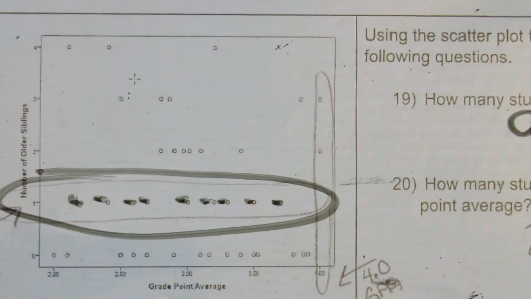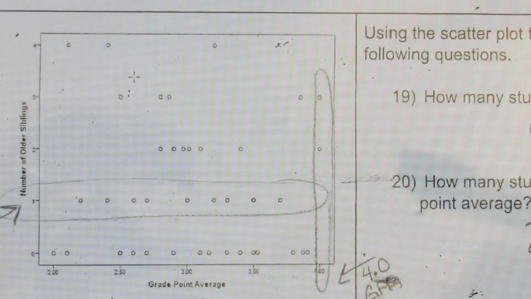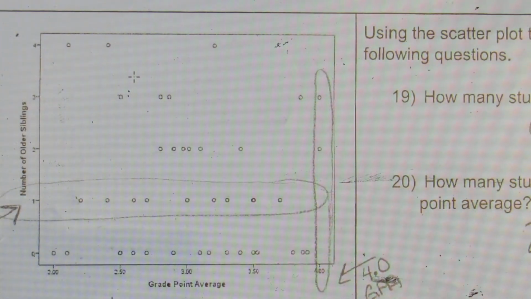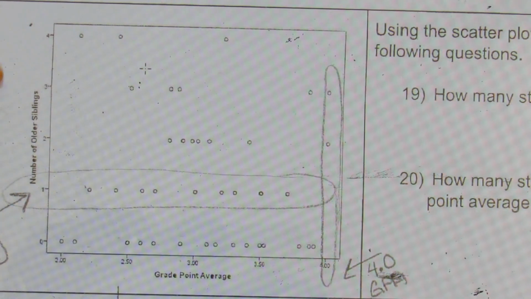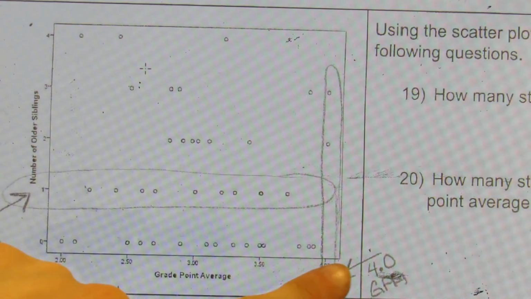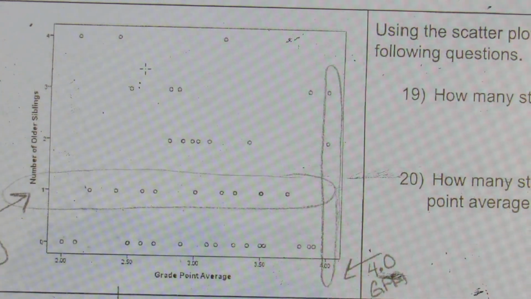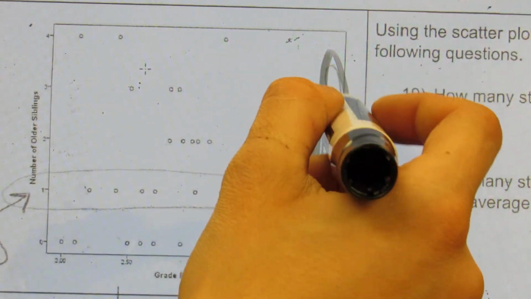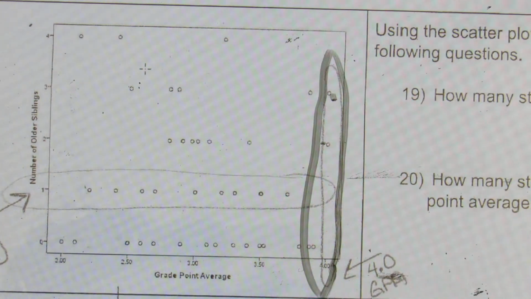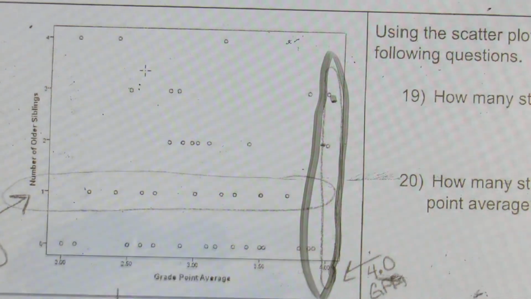Okay? Now the next question says how many students have a 4.0 grade point average? Okay, so 4.0. Now we are moving from number of older siblings to grade point average. So if we look at 4.0, I'm going to count to see how many people have a 4.0. And I only see 2 students. So my answer for that would be 2.